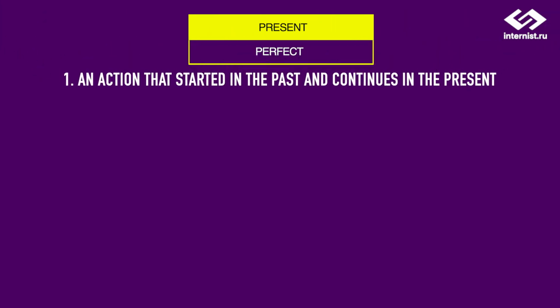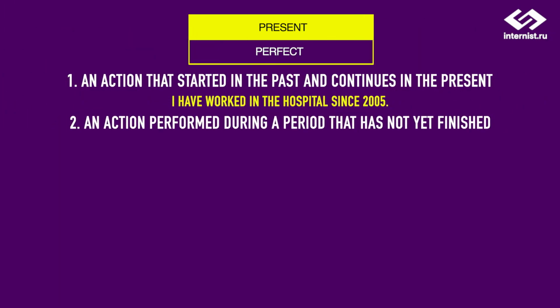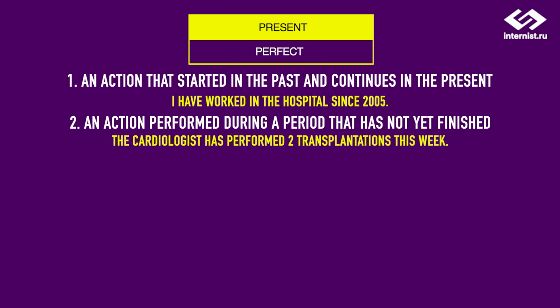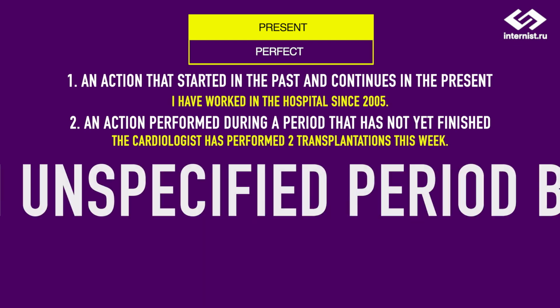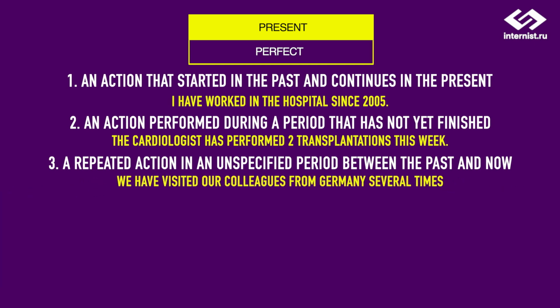The present perfect is used to describe an action or situation that started in the past and continues in the present. For example, I have worked in the hospital since 2005. An action performed during a period that has not yet finished. For example, the cardiologist has performed 2 transplantations this week. A repeated action in an unspecified period between the past and now. We have visited our colleagues from Germany several times.